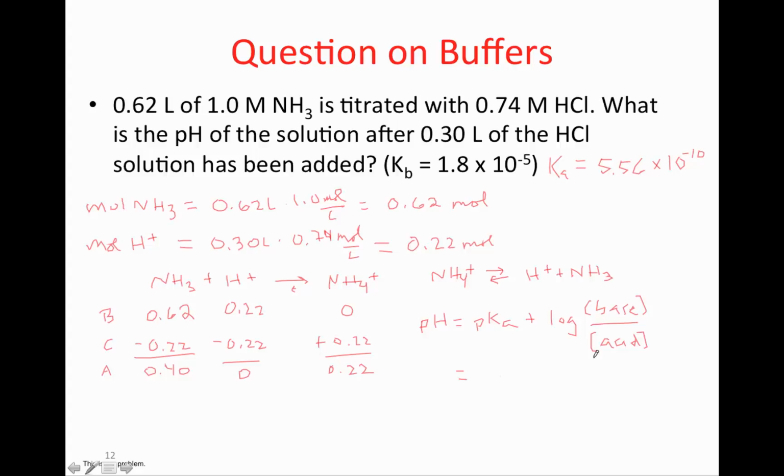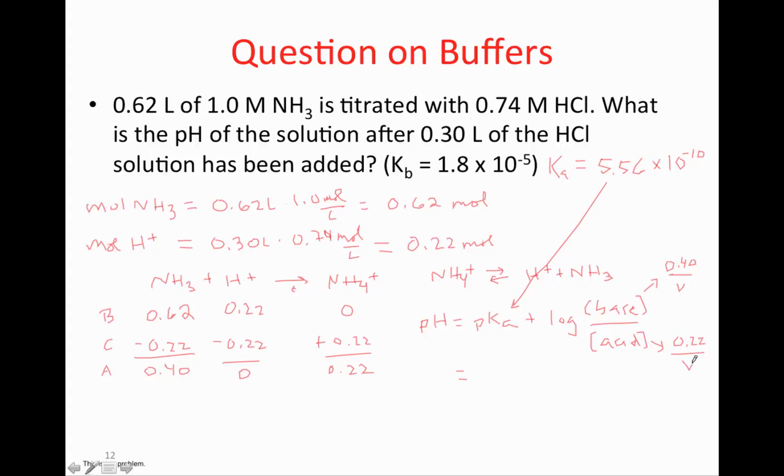Okay, so let's see, how do I do this? Well, this is going to go here, and I'll take the negative log of it. That's what the p means right here. What about the base? Well, these are not in terms of concentrations, and technically I should work in terms of concentrations, but what I'm going to do is take 0.40 moles and divide it by the volume of the solution, and right here I'm going to take 0.22 moles and divide it by the volume of the solution.